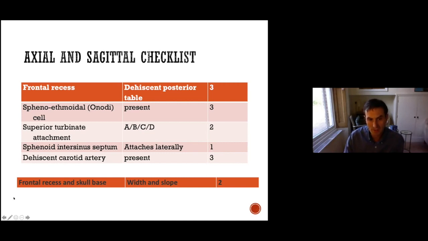And then the other thing I look at, particularly in the sagittal view, is the width of the frontal recess and the slope of the skull base. Sometimes the skull base may run parallel to the floor of the nose. Other times it may be more angled. Sometimes it goes along fairly flat and then goes up quite steeply in the frontal recess. And these are all things that will help your appreciation of what to expect when you start operating.